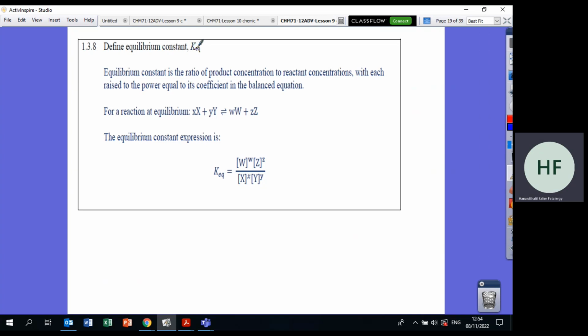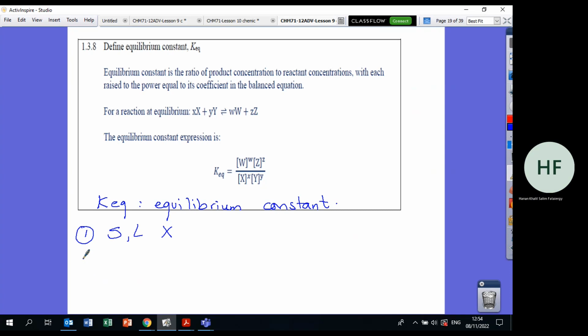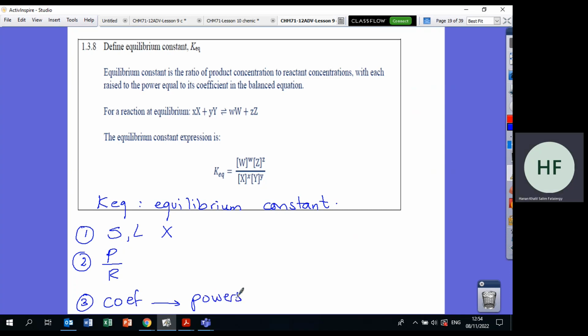KEQ is called the constant of equilibrium, or you can say equilibrium constant. Now in order to write the equilibrium constant, you need to remember three things. Thing number one, if you have solids and liquids, you cancel them directly. Number two, you do products over reactants and not reactants over products. Be careful. Number three, if there are coefficients, you make them powers.